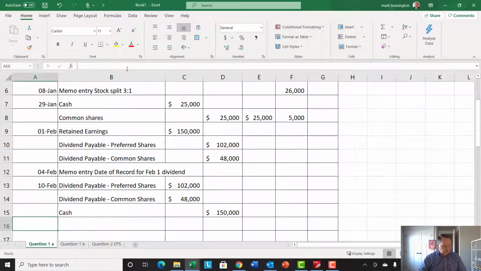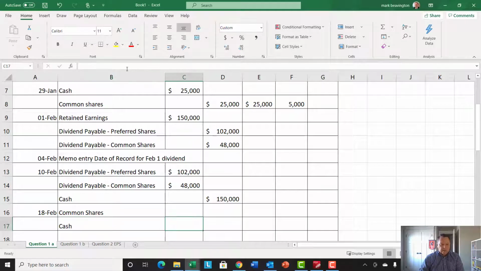Okay, we're on to February the 18th. We've repurchased 10,000 common shares at $2.80 a share. So we will have spent cash. We repurchased some common shares, and we're going to do the calculations in a minute. And we're going to credit cash for whatever we had to pay.